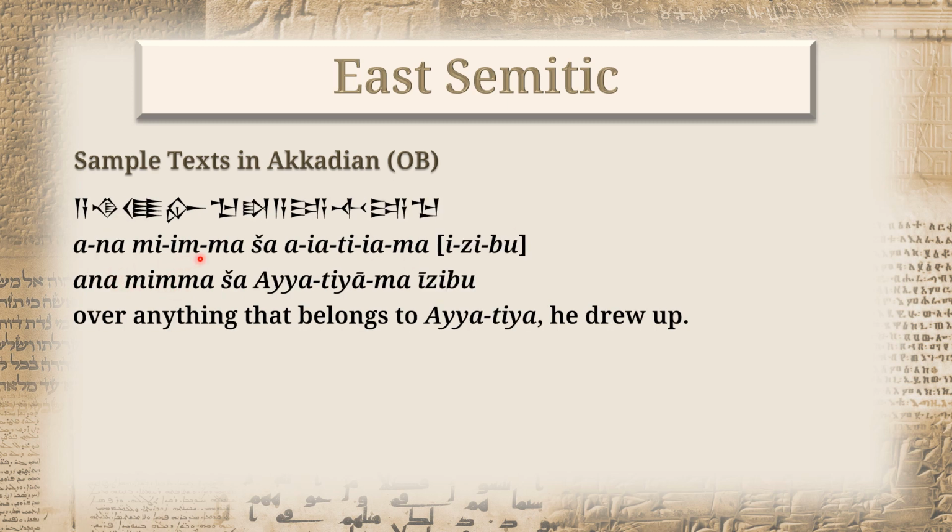Ana mimma sha'ayatiyama idzibu. So he will not sue over what? Over anything that belongs to Ayatiya. And he drew up. So he drew up the document saying he will not sue. And again, you can see I've added the idzibu. It is missing in the original text, which is probably also a scribal error because the sentence needs to have a verb at the end. And secondly, you can add this by analogy because this phrase occurs very often in legal texts.